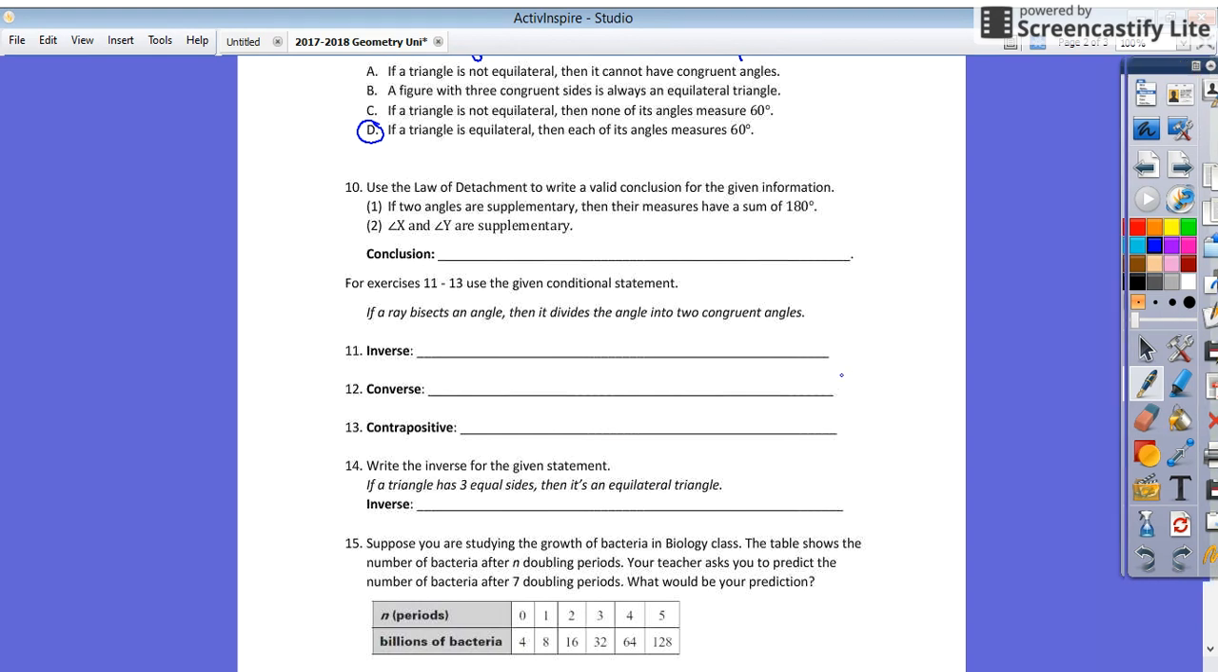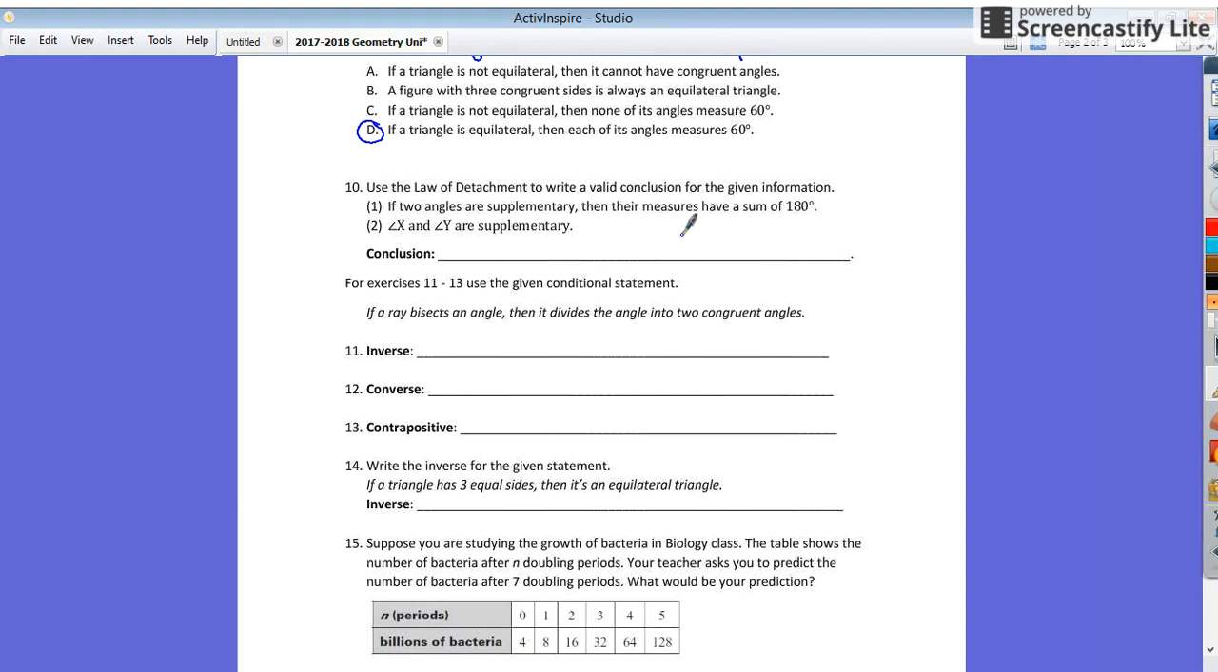On number 10, it says use the law of detachment to write a valid conclusion for the given information. If two angles are supplementary, is our P. Then their measures have a sum of 180 is our Q. And then X, Y are supplementary, so that's our P again. Remember that the law of detachment says if P then Q and P is true, then Q is also true. So the conclusion that we can draw here is that angle X and angle Y have a sum of 180.